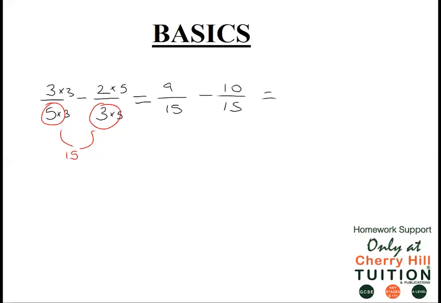Now that the denominators are the same, we can go ahead and take the numerators away. So 9 minus 10 is minus 1 all over 15. Okay, so the denominator stays the same. So for adding and taking away fractions, the concept is basically the same. The only difference is whether you're adding or taking away, okay?